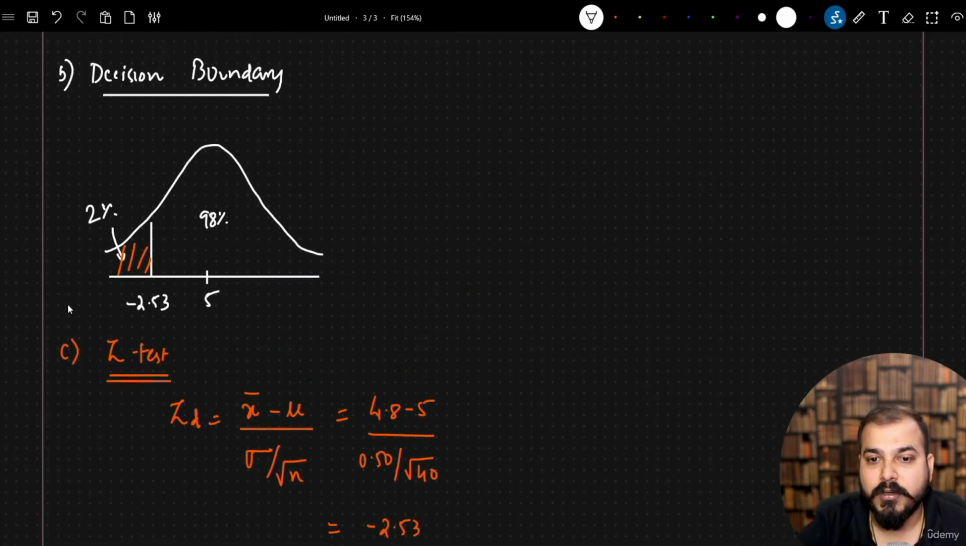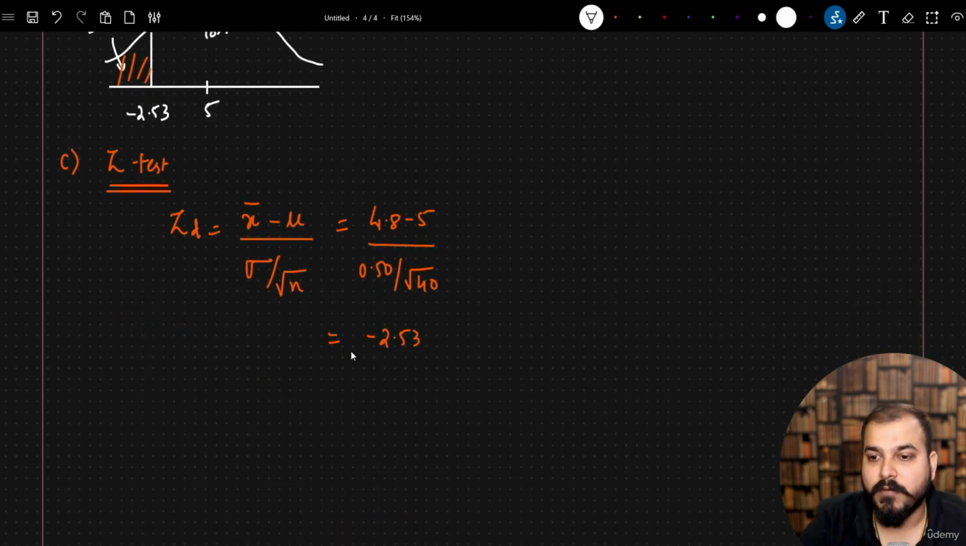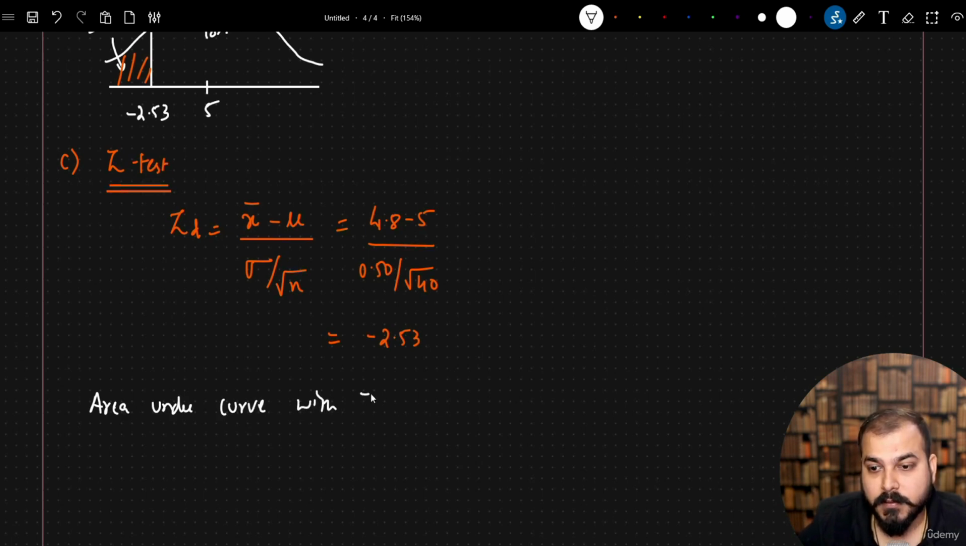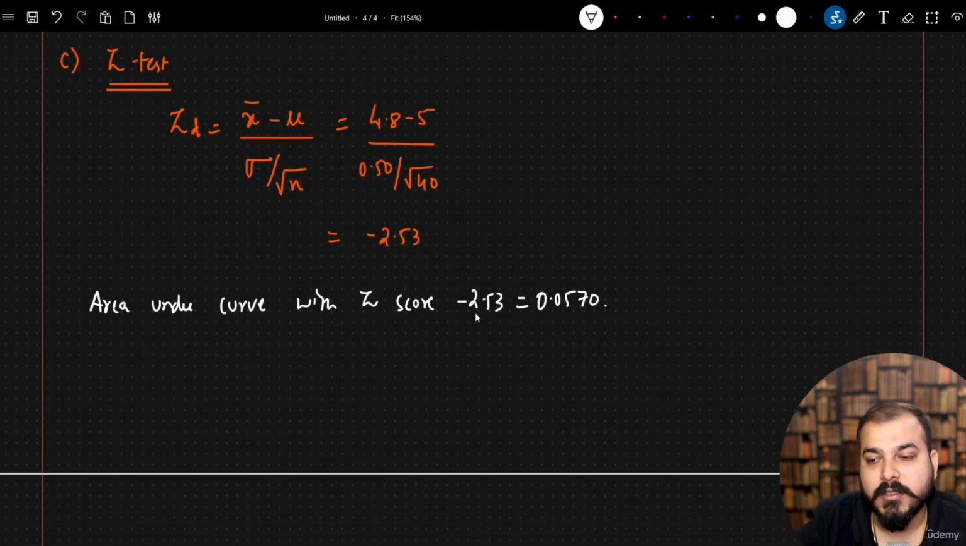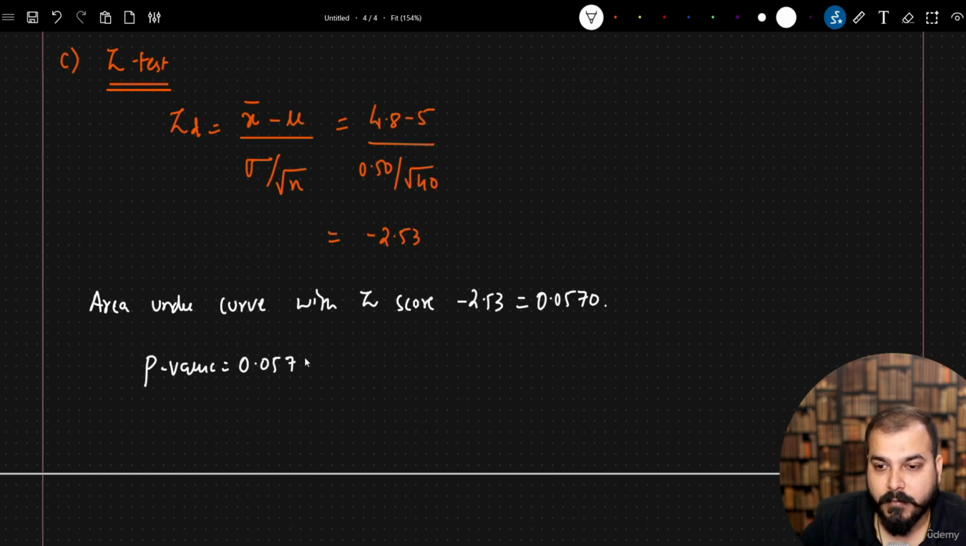So here I'm going to get my entire area under the curve with this Z score value. The area under the curve with Z score minus 2.53 is 0.00570. This is nothing but my P value. So my P value is nothing but 0.00570.